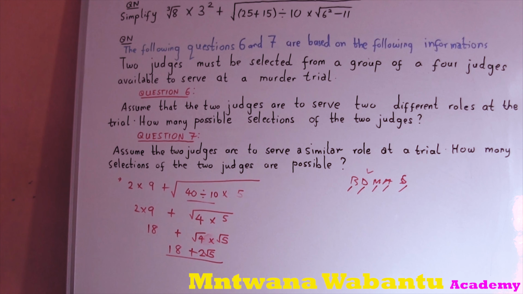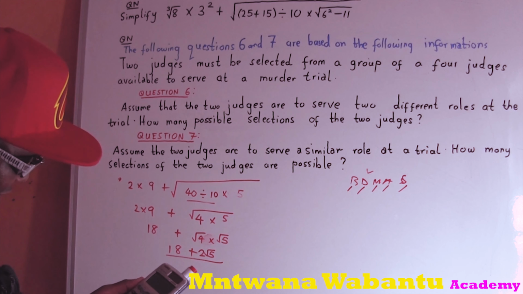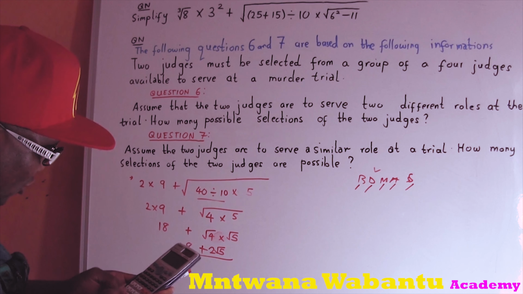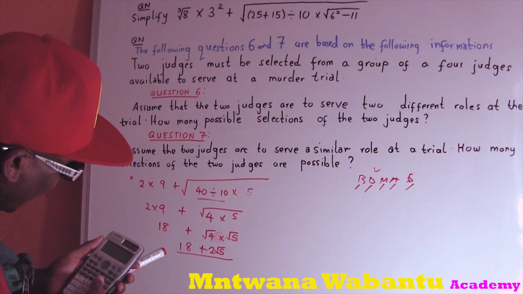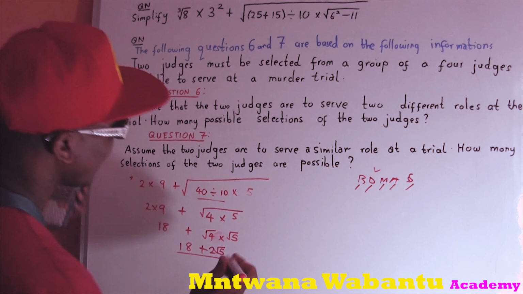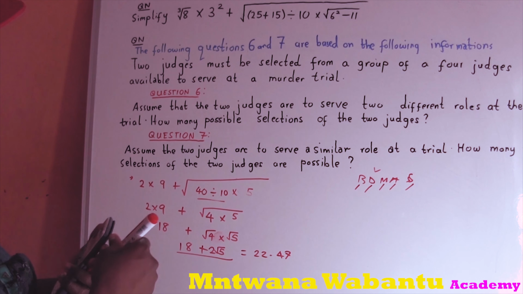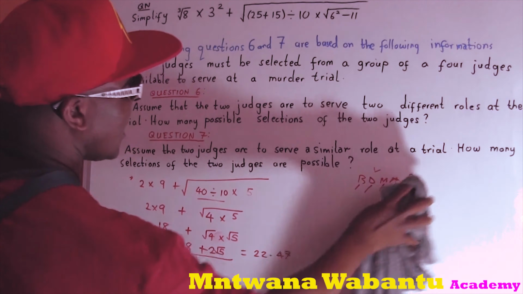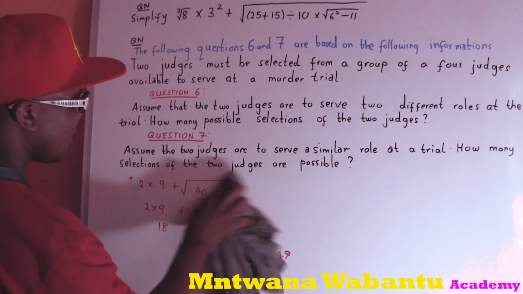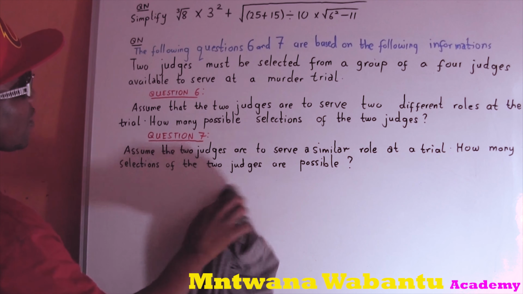So that's your answer. But if you want to plug it into a calculator, you can enter 18 plus 2 times the square root of 5. If you want to use a decimal, it's going to give 22.47. So the decimal is going to be 22.47. So the first question is done. Now we go for question number 2. So I'm going to erase these. Okay, now we go to question number 2.